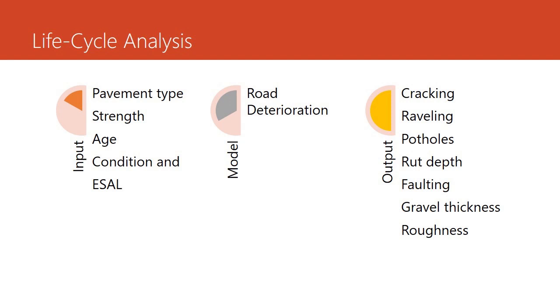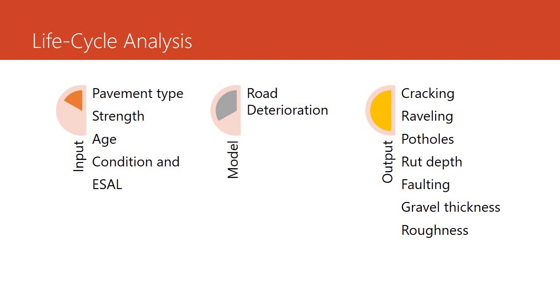In HDM4, pavement deterioration modeling begins with a specific set of input parameters that describe the existing condition and structure of the pavement. These include the pavement type, such as flexible, rigid, or gravel surfaces, and its strength, which defines how well it can withstand traffic and environmental stress. We also enter the age of the pavement, its current condition, and the equivalent single-axle loads, ESAL, it has been subjected to, representing the cumulative traffic impact. With these inputs, the model runs the road deterioration simulation, predicting how the pavement will age and degrade over time, based on traffic loads, climate, and structural properties.